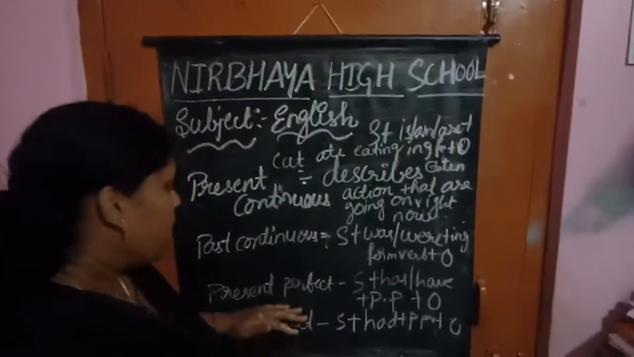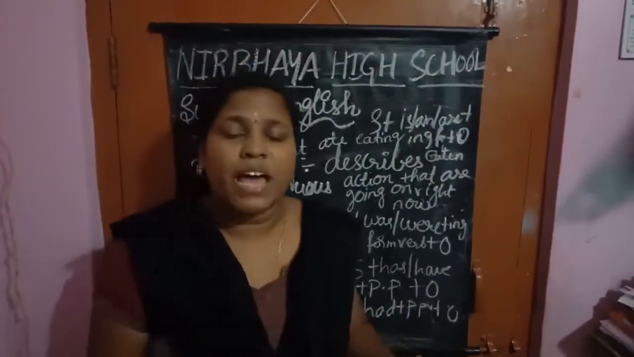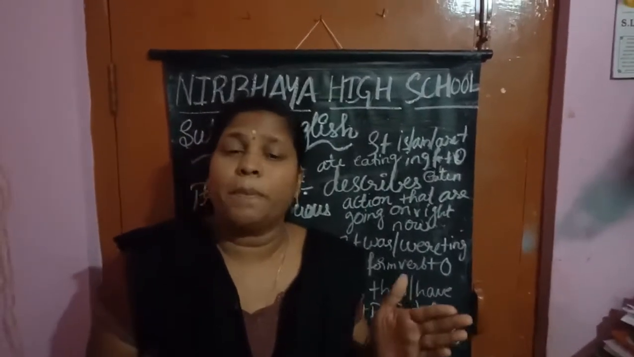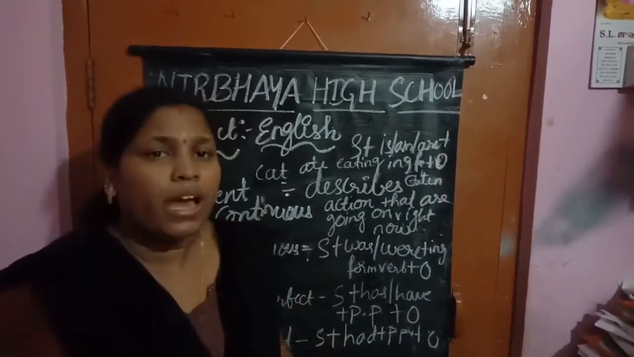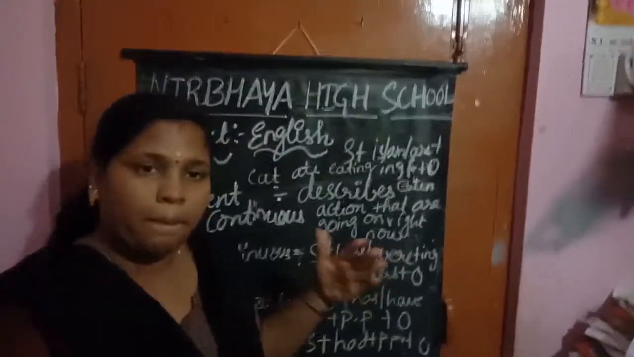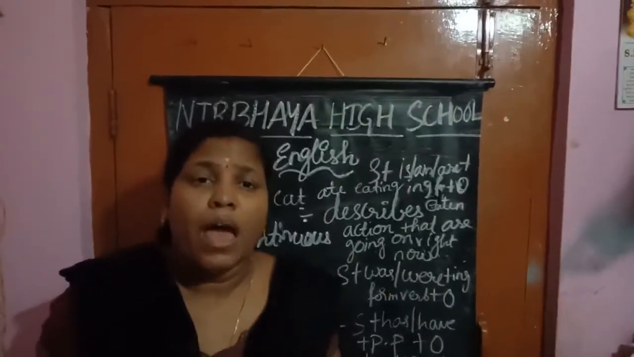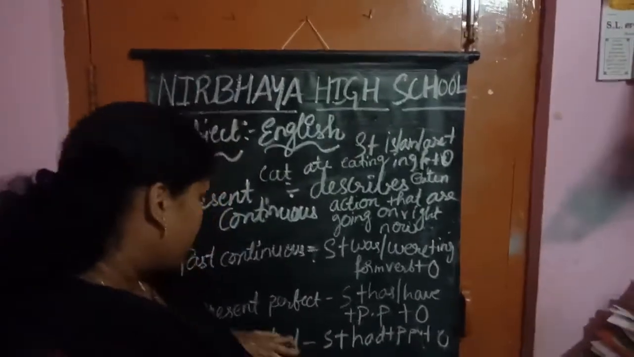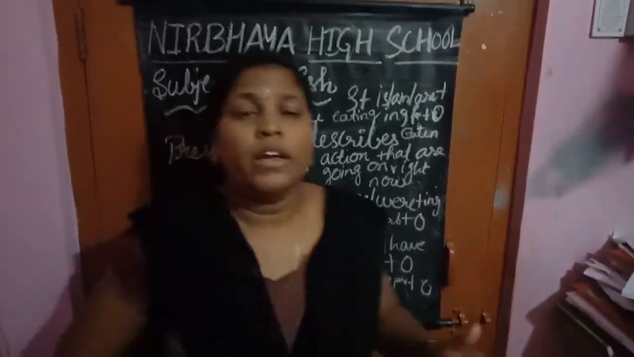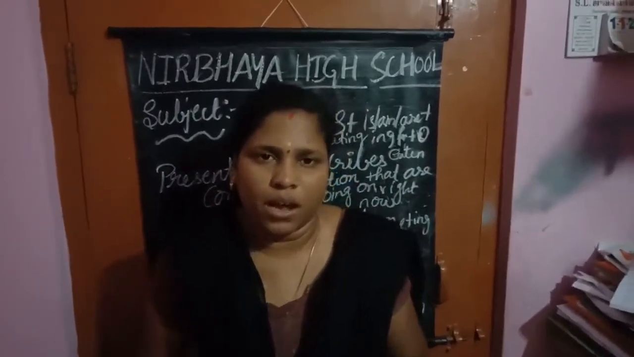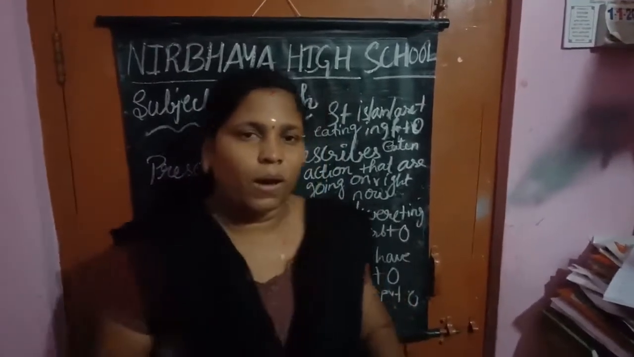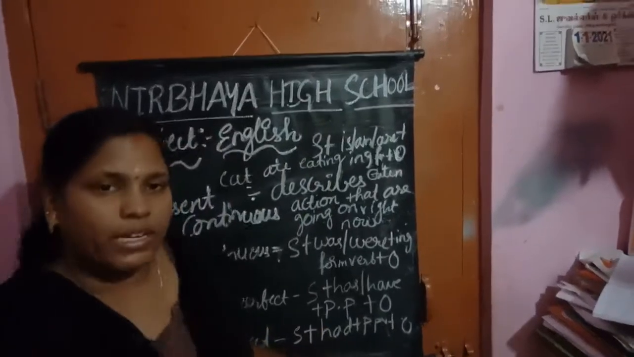Understood, children? Present perfect describes the action which starts in the past and continues till now, in the present. Understood, children? See here, present perfect is what? Which started in the past and continues till now, means in the present. It is called the present perfect tense.